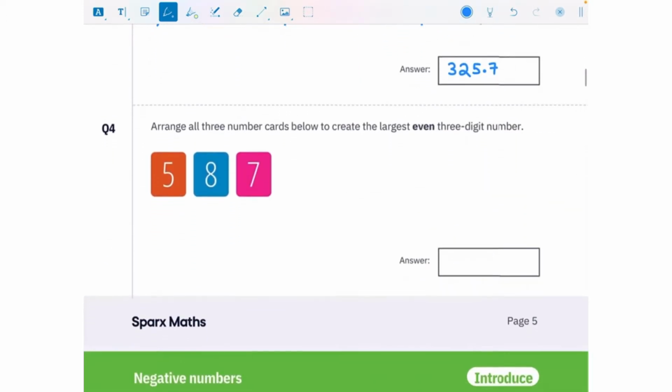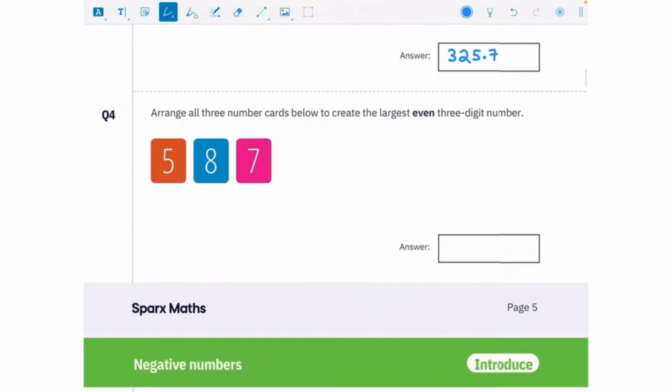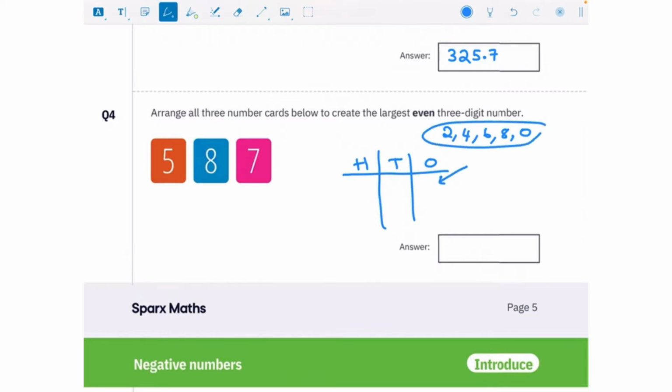Question number 4, arrange all 3 number cards below to create the largest even 3-digit number. So if our number is even, it has to end in a 2, 4, 6, 8 or 0 in the ones column. So let's do hundreds, tens and ones. Now this number here in the ones column has to be one of these. It has to be even. So that means we can only use the 8. So let's put that there.